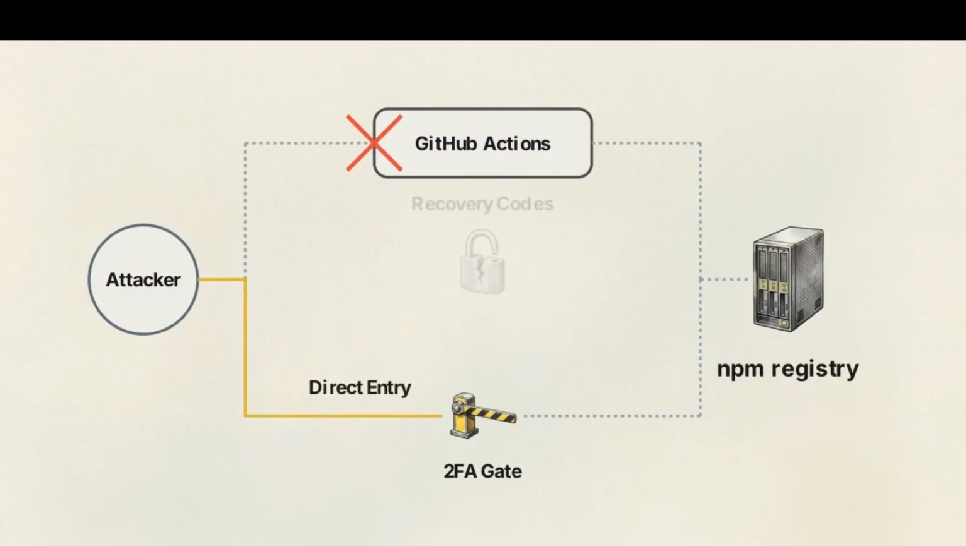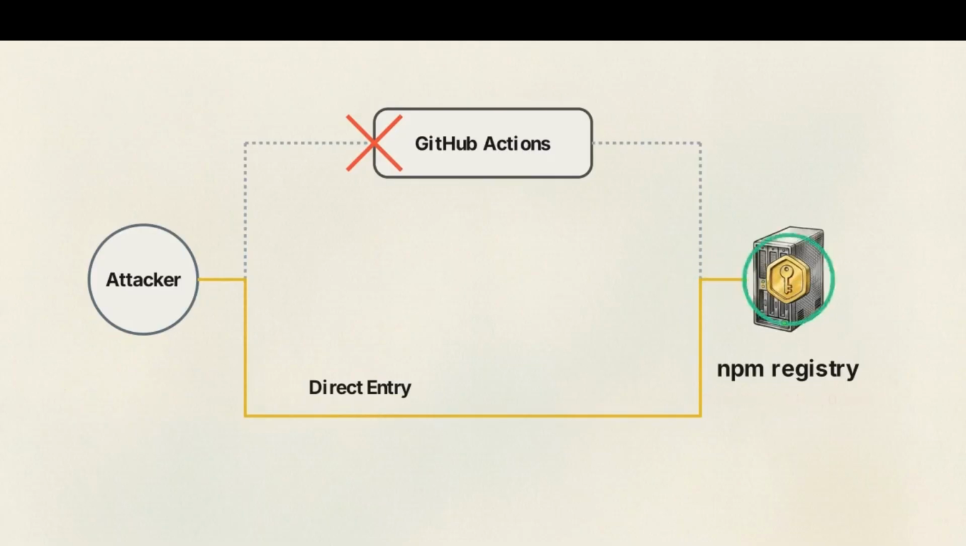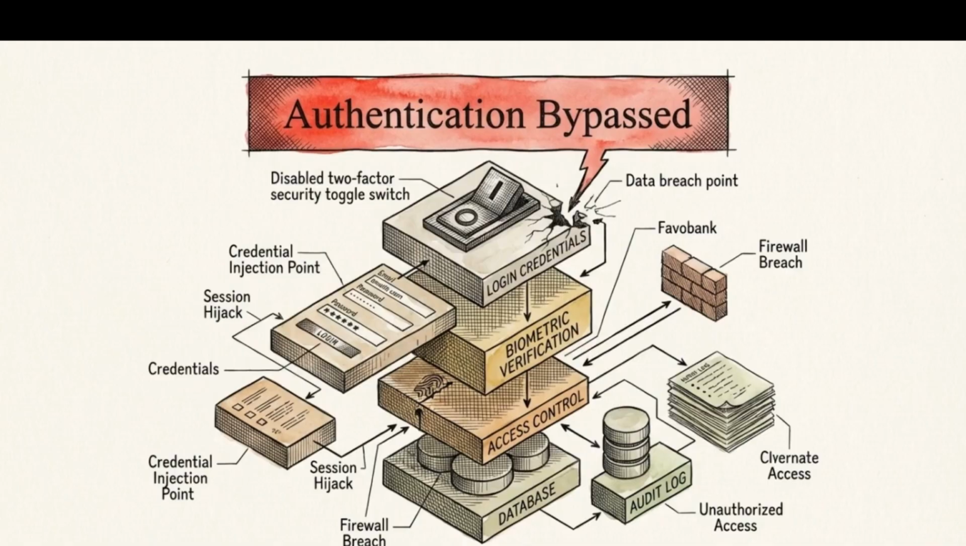They established access using compromised recovery codes to override two-factor authentication gates. Once inside, they generated a long-lived access token, locking in persistent access to the repository. Robust pipeline security fails if the underlying identity architecture and credential management are breached.